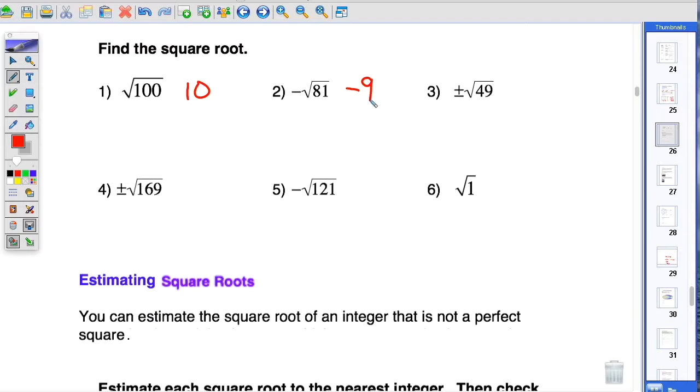Number 3, we want both positive and negative square roots. So 2 numbers multiplied together to give you 49. They're the same as 7. Number 4, the positive and negative root of 169 would be positive and negative 13. Number 5, the negative root of 121 is negative 11. And the square root of 1 is 1.